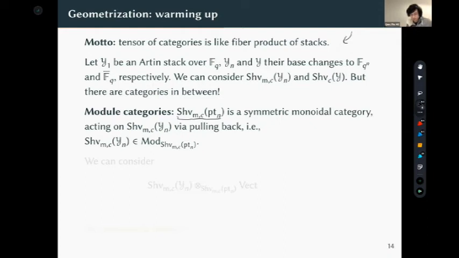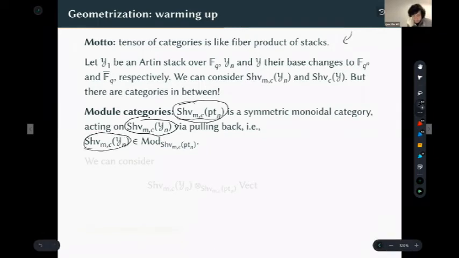So it's a symmetric monoidal category by just tensoring, usual tensoring. And then for any stacks Yn over Spec F_{q^n}, you can always pull back something from Spec F_{q^n} and then tensor with the object inside Yn. So that gives us an action of this category on this category by just pull back and then tensor. In other words, you can view the category of constructible mixed sheaves on Yn as a module object over this commutative algebra object, that is, mixed constructible sheaves on Spec F_{q^n}.